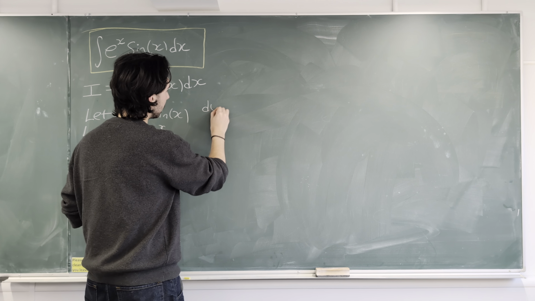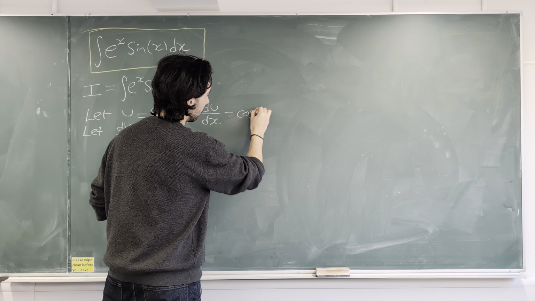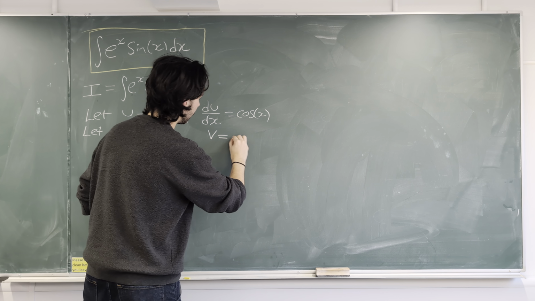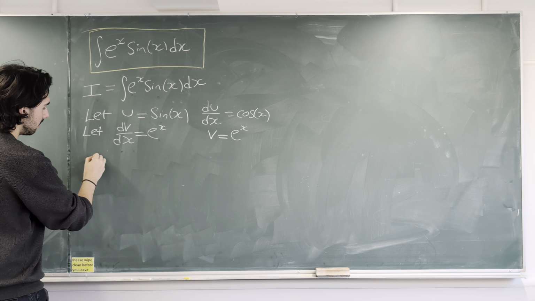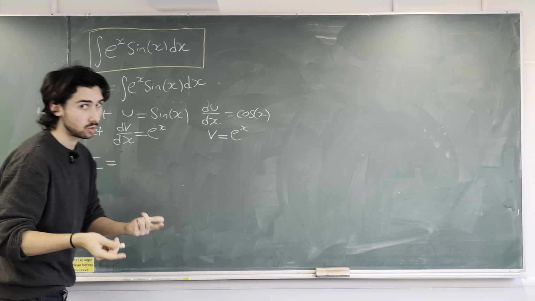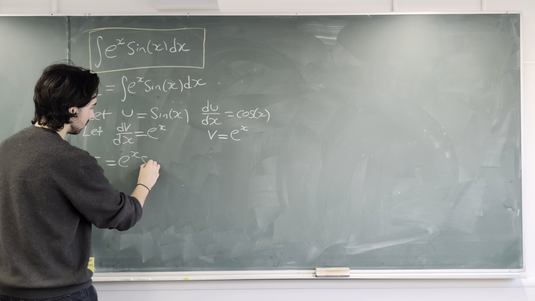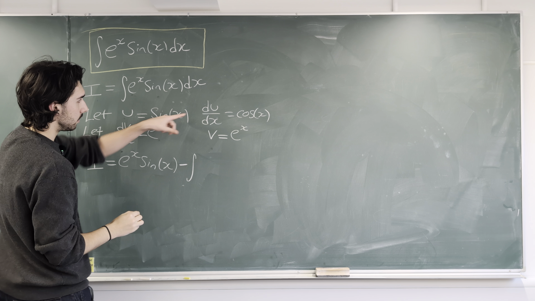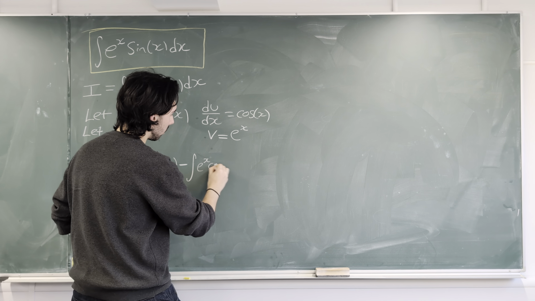First of all, we should find what du dx is and what v is. So du dx is just the derivative of sine x, which is cos x. And v is the integral of e to the x, which is e to the x. Cool. And then we'll plug into the formula. So I'm going to call it I again. I is the integral of e to the x sine x, which is also, according to the integration by parts formula, u times v, so e to the x times sine x, minus the integral of du dx times v with respect to x, so e to the x cos x.